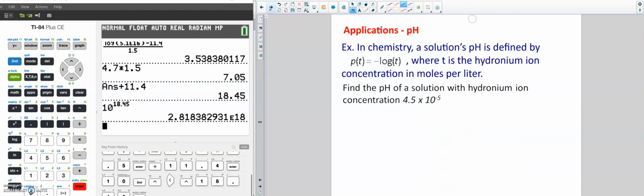And looking at a different example, in chemistry, you can find the pH based off of this equation. pH is equal to negative log T, where T is the hydronium ion concentration. So we want to find the pH of the solution with a hydronium ion concentration of 4.5 times 10 to the negative 5. We should recognize that that is going to be T. So all we have to do is plug in. So pH of that, 4.5 times 10 to the negative 5, will just be negative log of that.